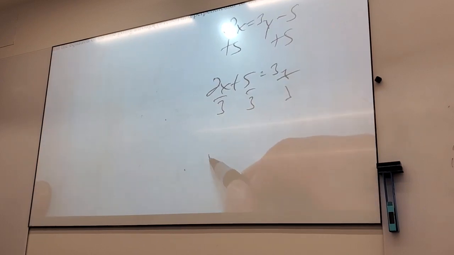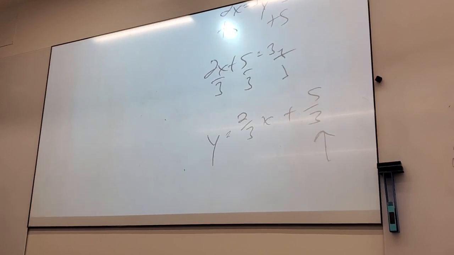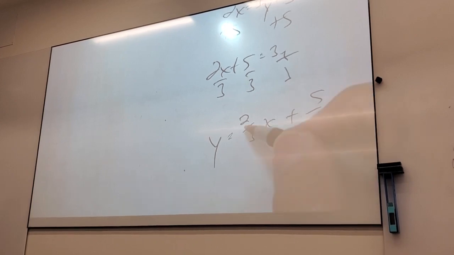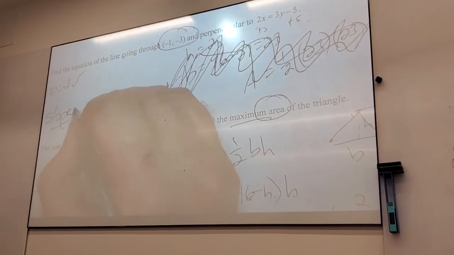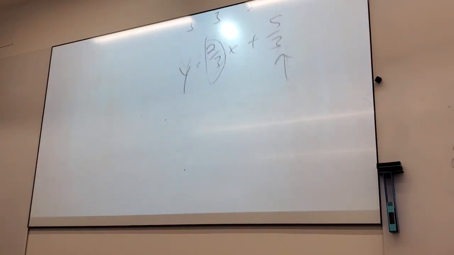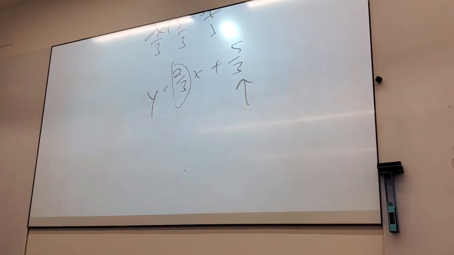What's this guy's slope then? 2/3. Do I care about his ugly looking y-intercept? No. The only thing that line is there to do is to tell me my slope, because I'm perpendicular to him. That's all I care about. His slope is 2/3. So what's my slope? Negative 3/2. His slope is 2/3, my slope will be the negative reciprocal. It's the complete opposite.